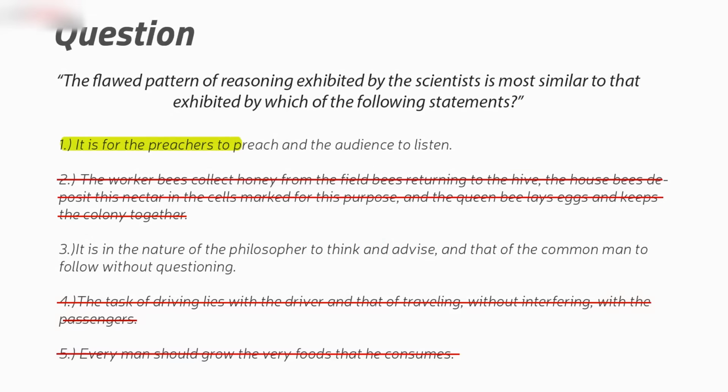Look for tonality. That is, whether the author seems to approve, disapprove, or have a neutral opinion in the passage. When the first option says that it is for the preachers to preach and the audience to listen, from a logical standpoint, it makes complete sense. Now, look closely at the tone used in the passage to describe what the author disagrees so strongly with, and you'll see that it resonates almost completely with that of the third option.